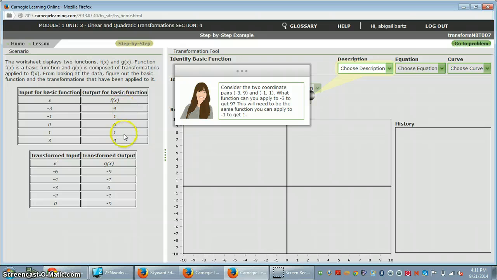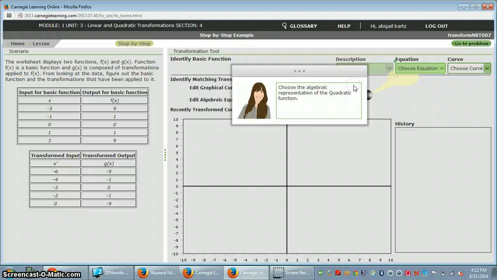And so again, sometimes the basic function might be that y equals x squared if it looks quadratic, or it just might be that y equals x for linear. And then we're going to figure out what we did to it. So when we look at this first f of x, we notice that it was a negative 3 that became a positive 9. And the only way to go from negative 3 to positive 9 and a negative 1 to a positive 1 is to do a quadratic. So that's how we know which one to pick over here.